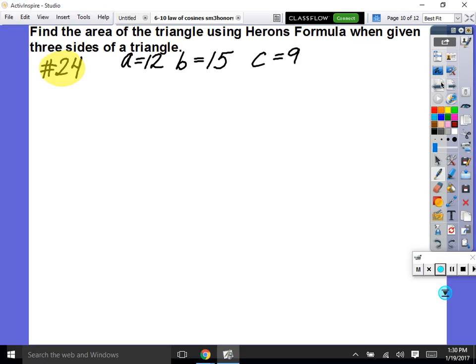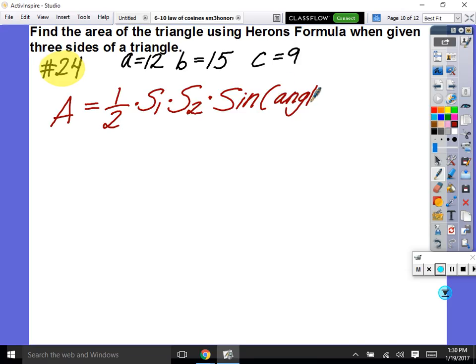We already know a formula that works, so you could just use that. So that's what I'm going to do first, and then I'll show you Heron's formula, okay? Because when I go to the ACT, I don't want to have to remember 20 million formulas. I just want one that will work for everything. Does that make sense? So the area for a non-right triangle, or even a right triangle, is 1/2 times side 1 times side 2 times the sine of the angle between.